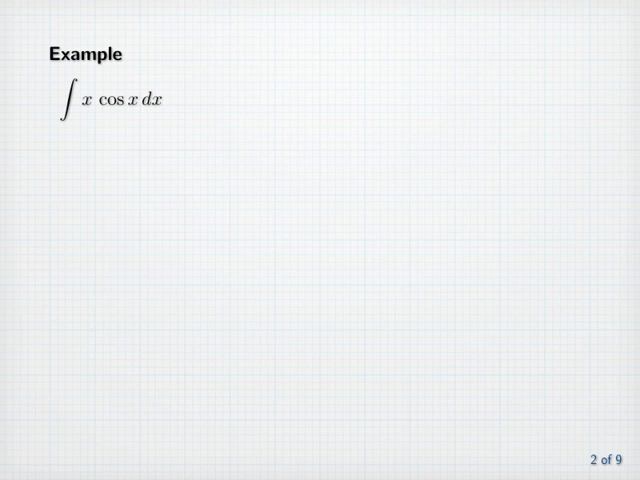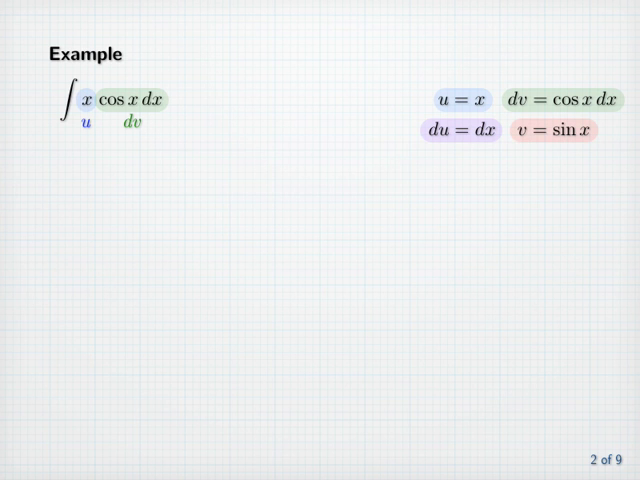Example. Let's find the indefinite integral of x times cosine x dx. To do this, we'll let u be x and let dv be cosine x dx. Now we need to compute du and v. Du here is simply dx, and v is any antiderivative of cosine x. So we can take v equal to sine x.